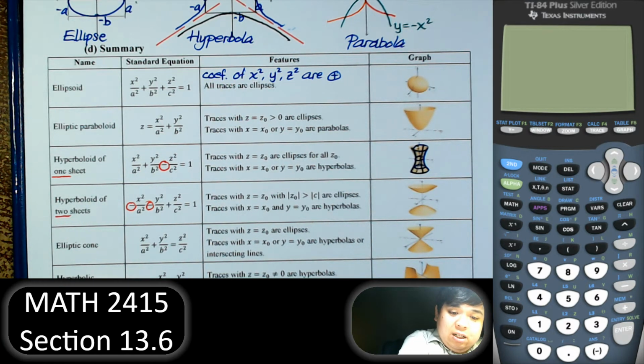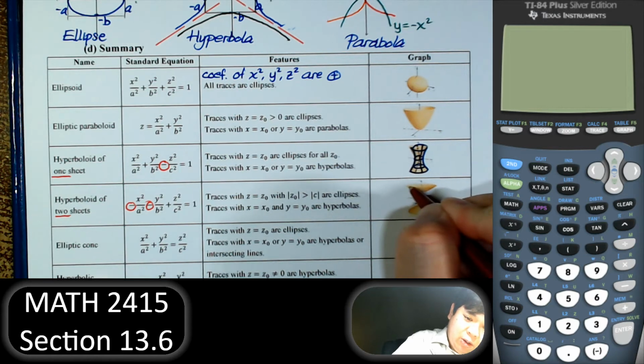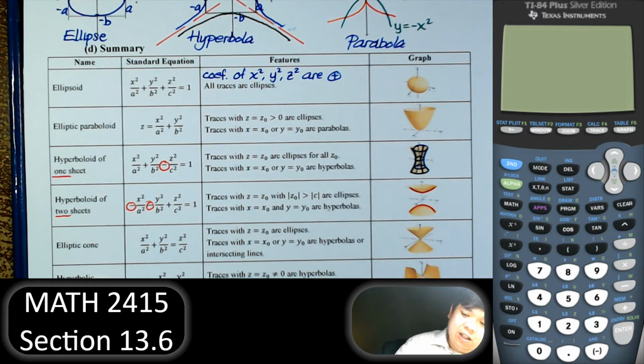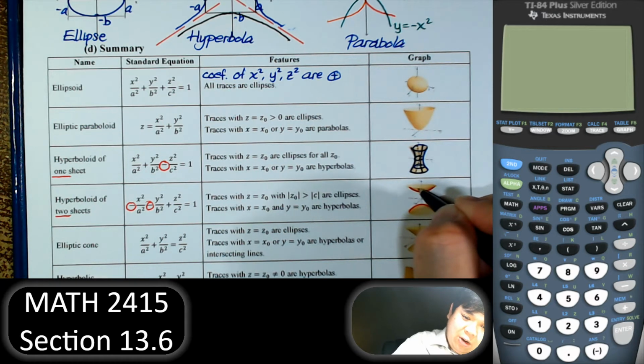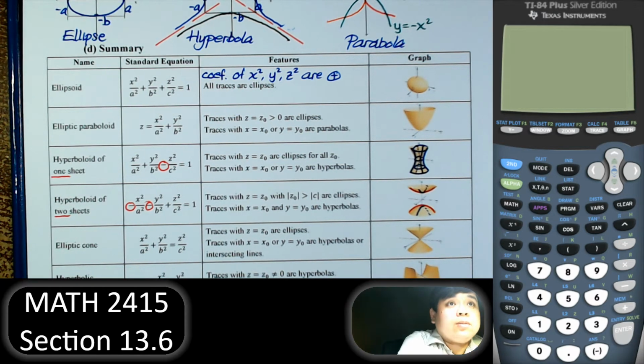Meaning that we have the hyperbola going like this, or in that direction. And then we still have a circle.